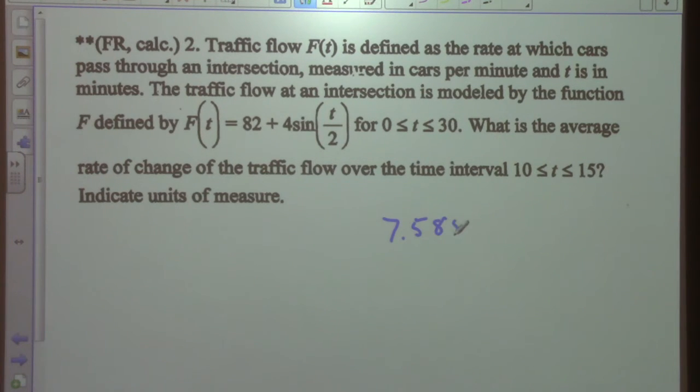And what are the units here? Those are all cars per minute. Yeah, it's the change. Cars per minute, right here. They give you the units right here.